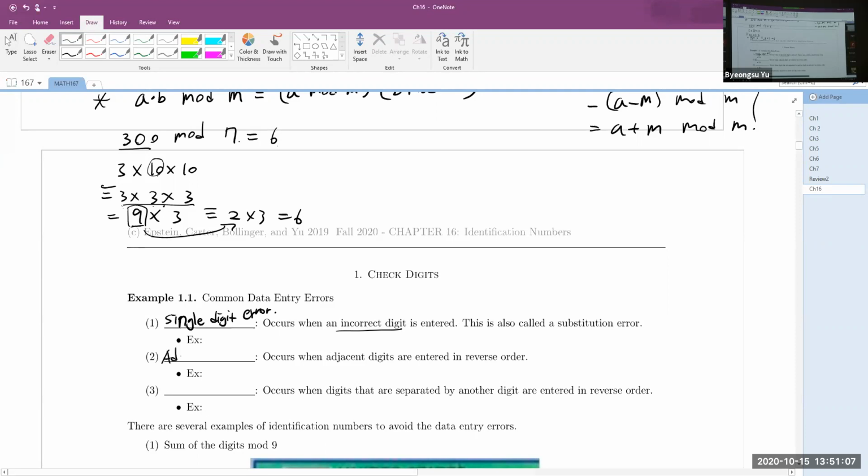And the other error is adjacent transposition, which means that if your identification number is 1, 2, 3, 4, that's the correct one. But maybe when you type it, it is a little bit difficult for this example, but you can write it as 1, 3, 2, 4, right? So you transposed the second digit and the third digit. So this is the incorrect one. This is an example of adjacent transposition.